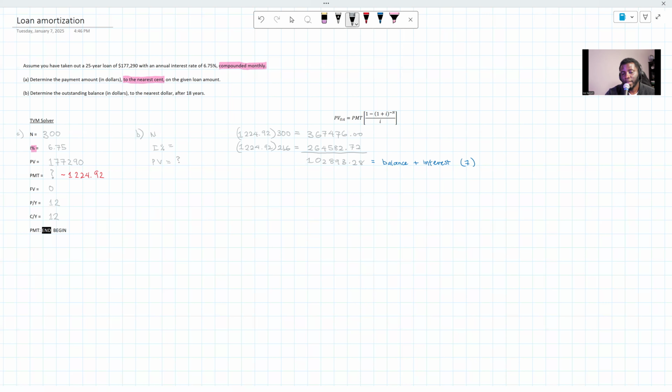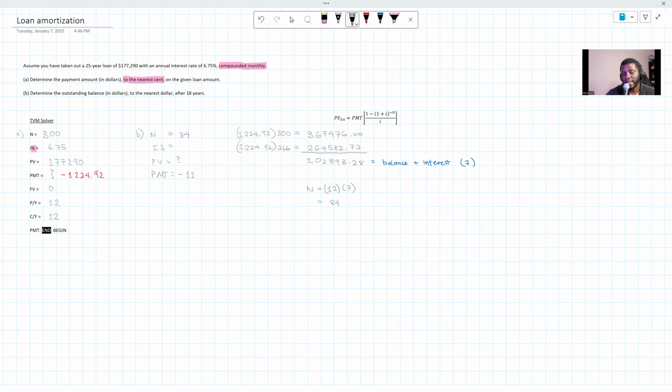Actually, another thing that would be different is N. How many payments would we have left from that point? Well, we have 12 payments a year and we'd have 7 years left. So this should be 84 payments. So this would also be different, and everything else would remain the same. We also determined the monthly payment, so we'll leave that in.